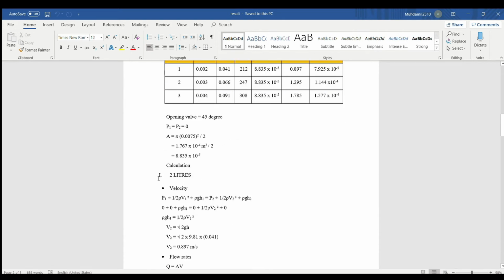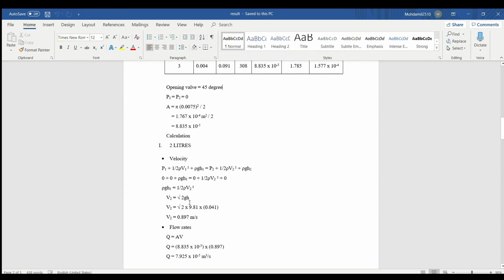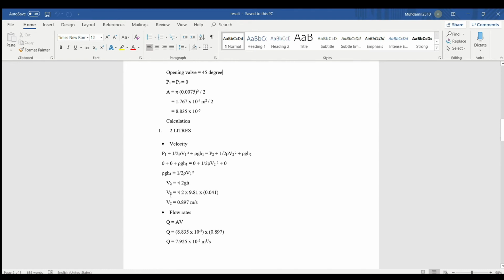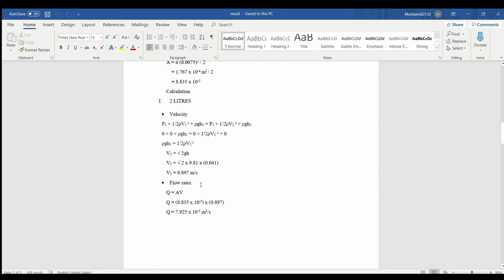And for velocity, we're using the Bernoulli equation and we simplify it to velocity equal square root 2gh. So h we get from 2 liter and we measure it and we get 0.041, and we calculate and we get 0.897 meter per second for velocity.